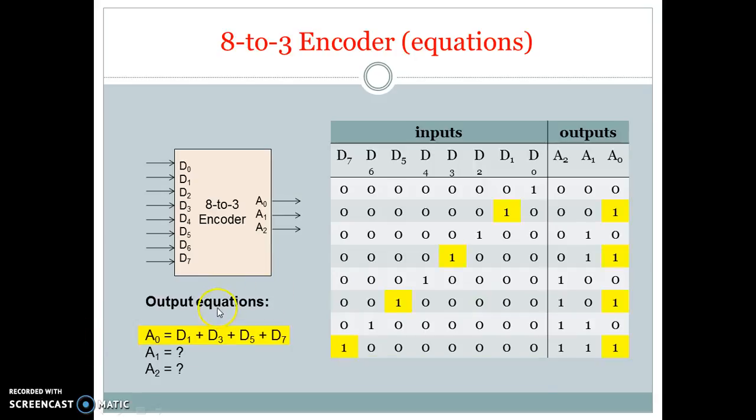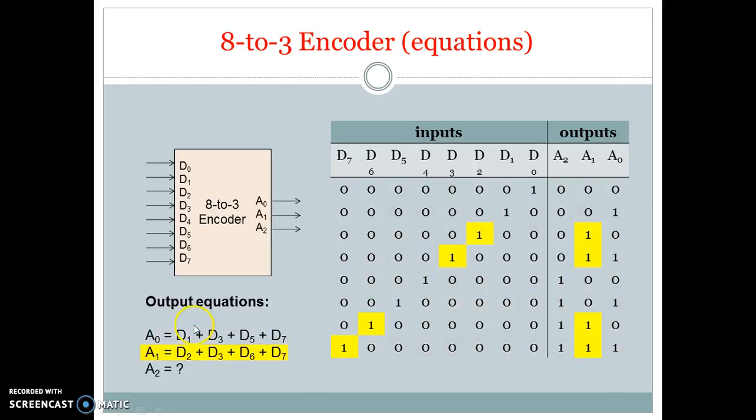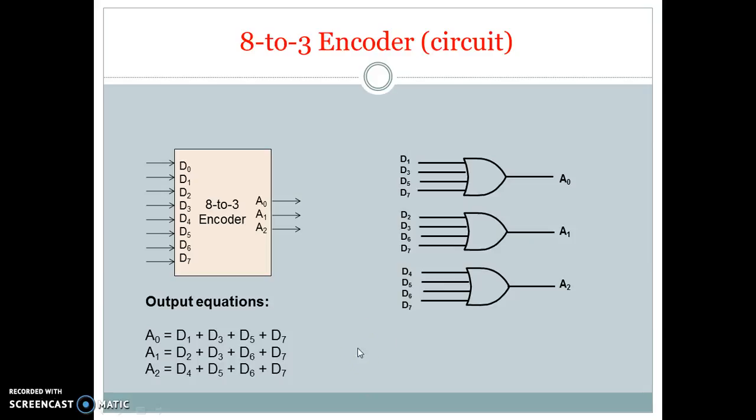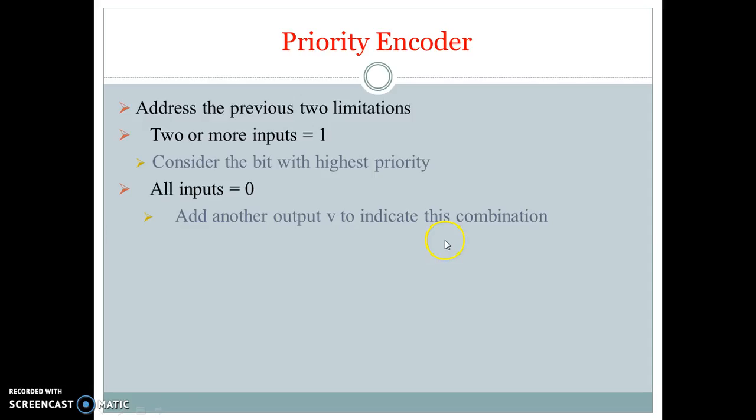By this, the output equations are as follows. A0 is D1, D3, D5 and D7, so we have to add these four conditions. A1 is D2, D3, D6 and D7, and A2 is D4, D5, D6 and D7. This is the logical diagram for the corresponding output equations. Addition means the OR function, the OR gate, so it can produce the outputs A0, A1 and A2.